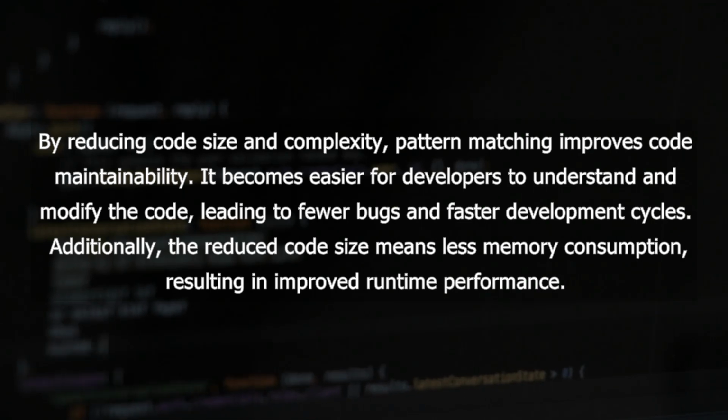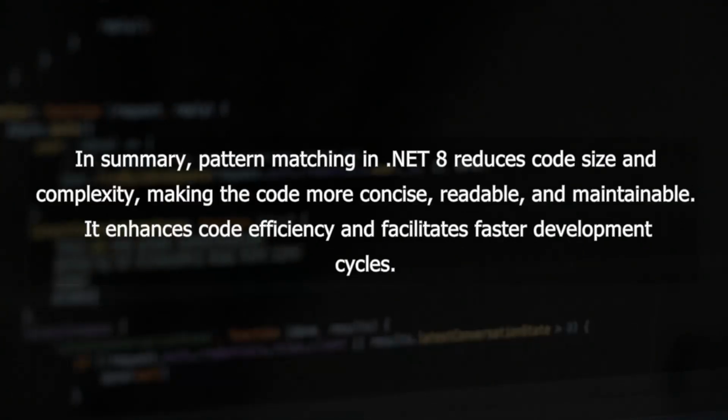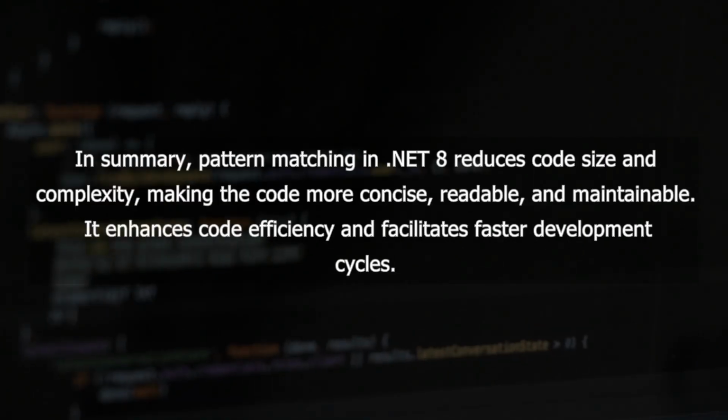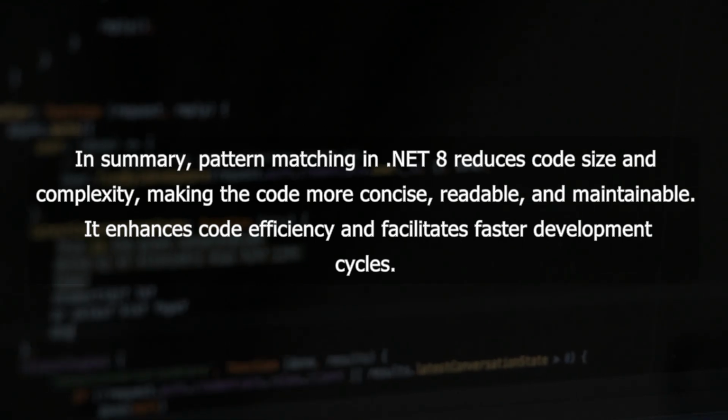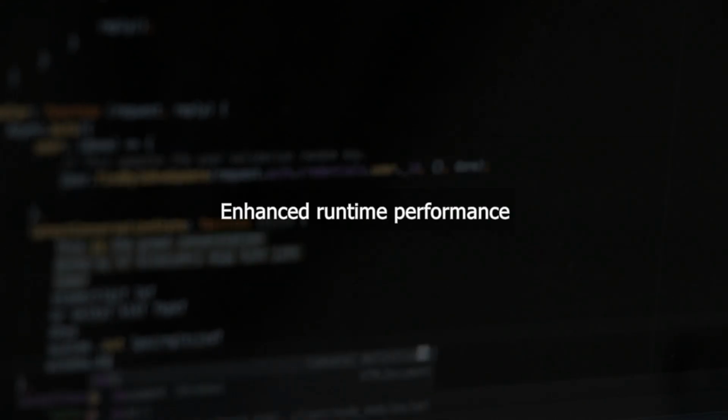Additionally, the reduced code size means less memory consumption, resulting in improved runtime performance. In summary, pattern matching in .NET 8 reduces code size and complexity, making the code more concise, readable, and maintainable. It enhances code efficiency and facilitates faster development cycles.